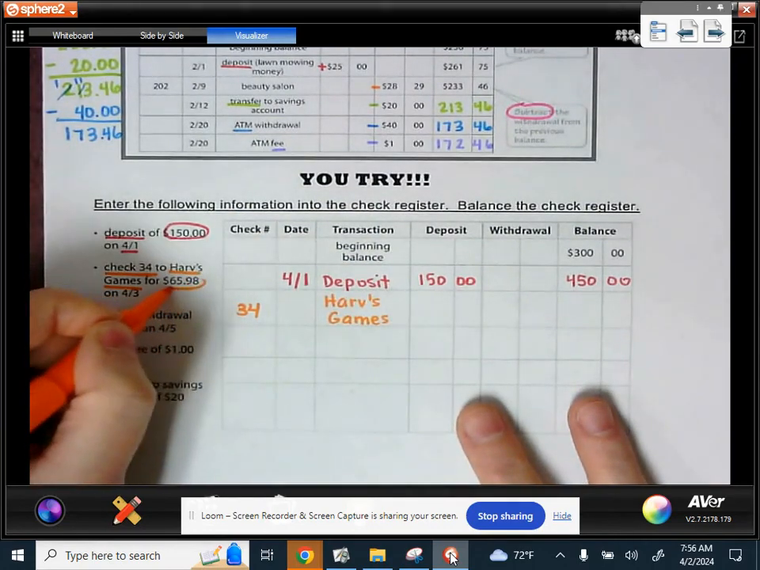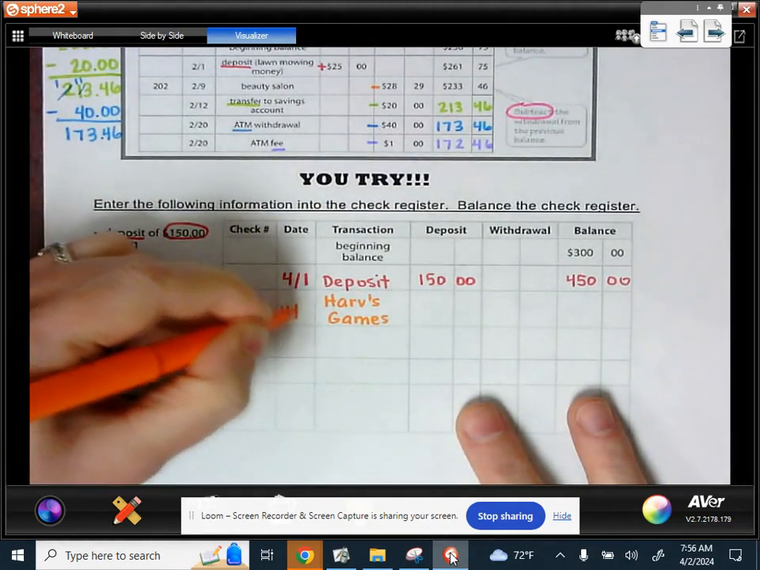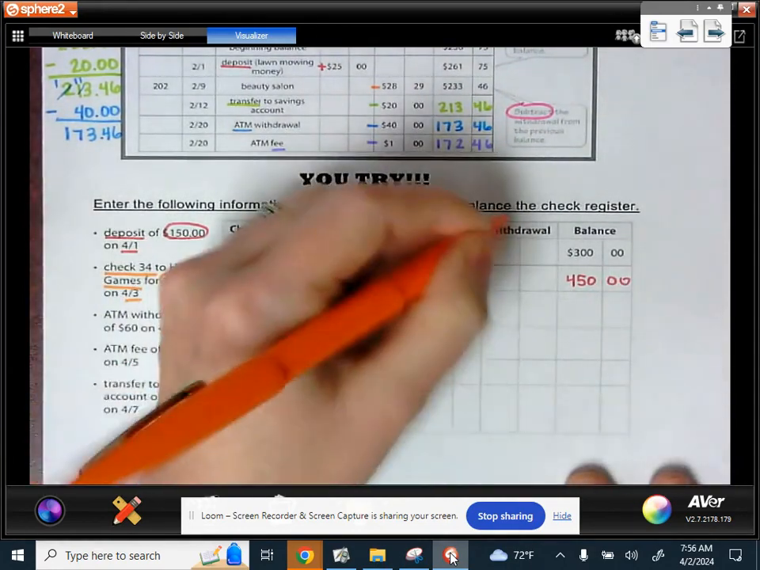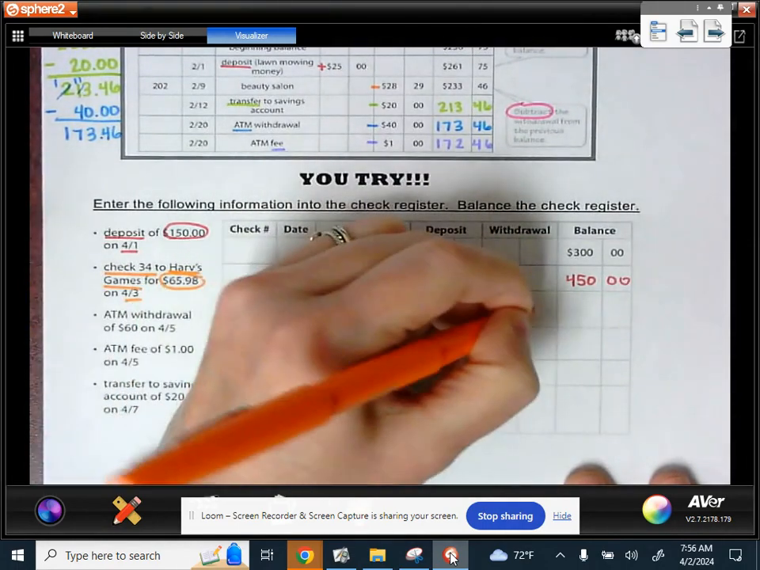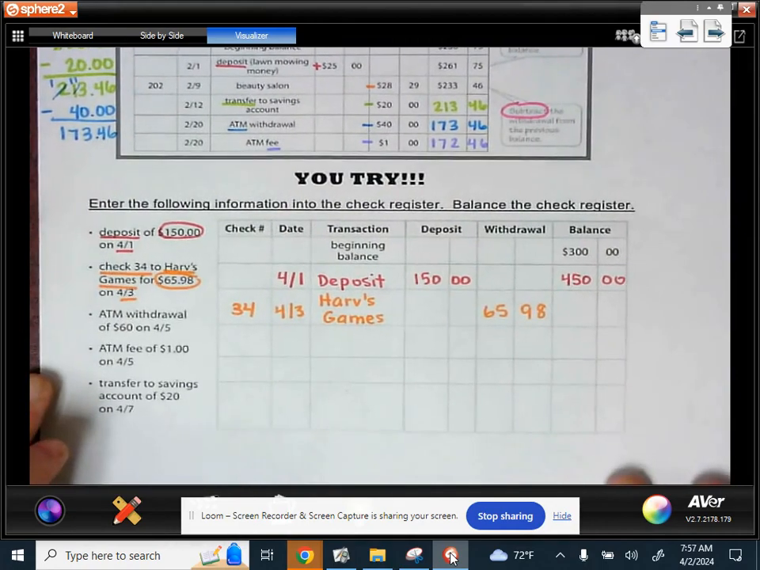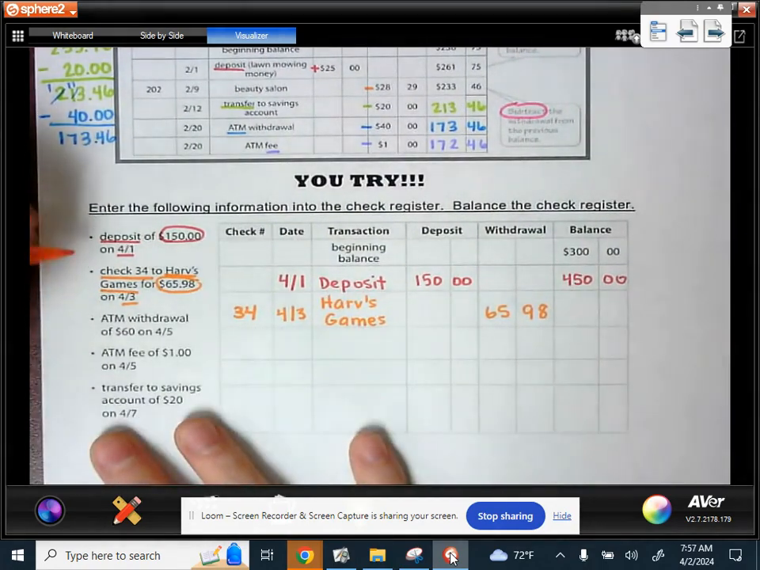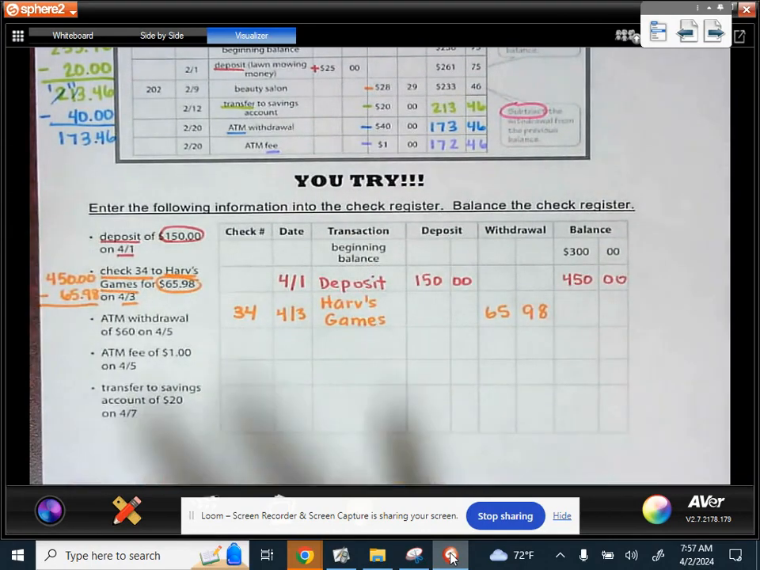And it was for $65.98 on 4/3. So 4/3, it's going to go under withdrawal because it's not a deposit. $65.98, and we have to subtract that from our balance. Okay, so we had $450. We need to subtract $65.98. I know there's not a ton of room there, but we'll have to make it work.